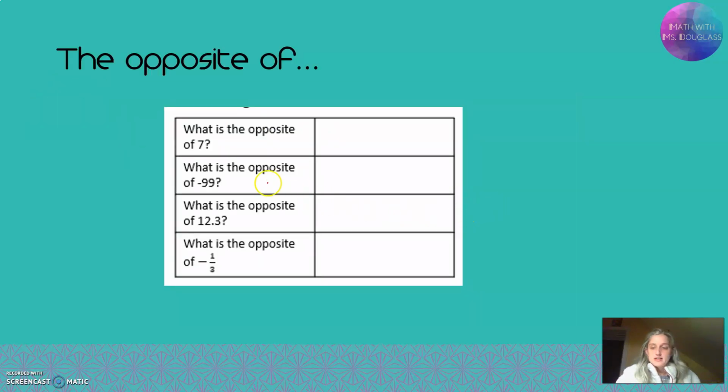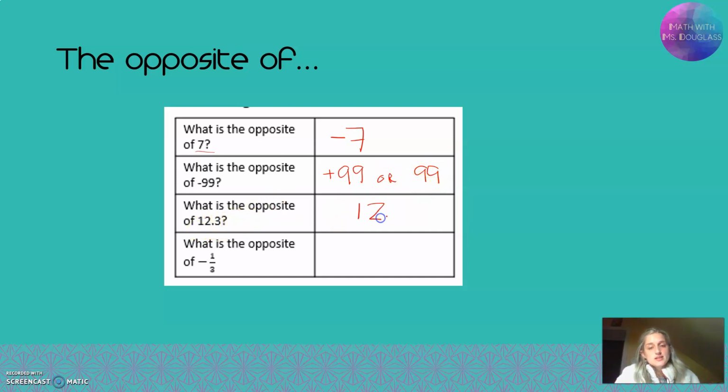All right, let's do a few practice problems. The opposite of 7. I don't see a minus sign, so I'm assuming that is positive, because if there's no sign, it's positive. So the opposite of +7 is -7. What's the opposite of -99? I can choose to write it as +99 with a plus sign, or just plain old 99, because that is also positive.